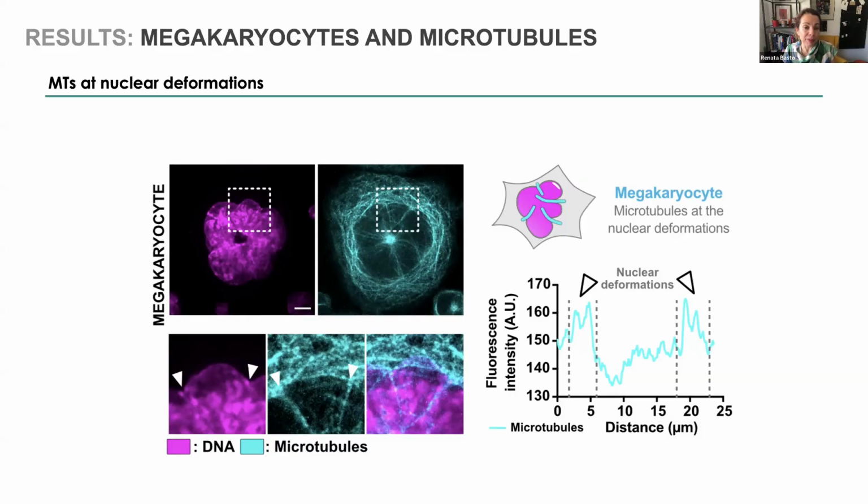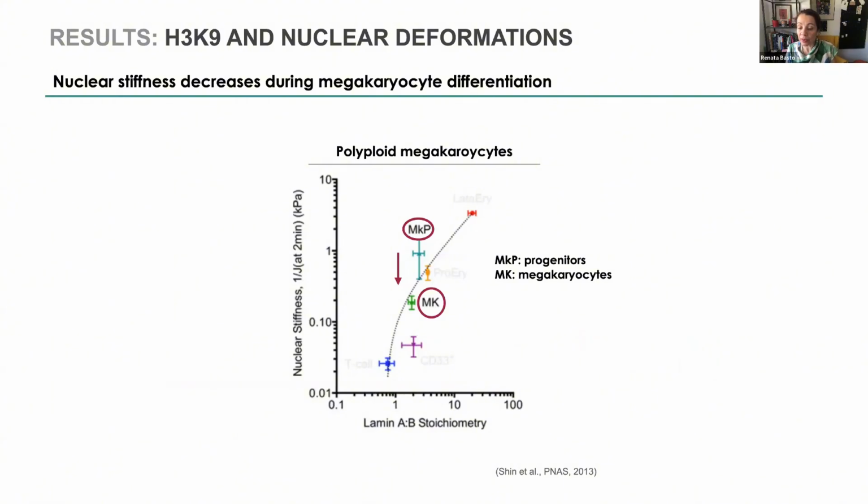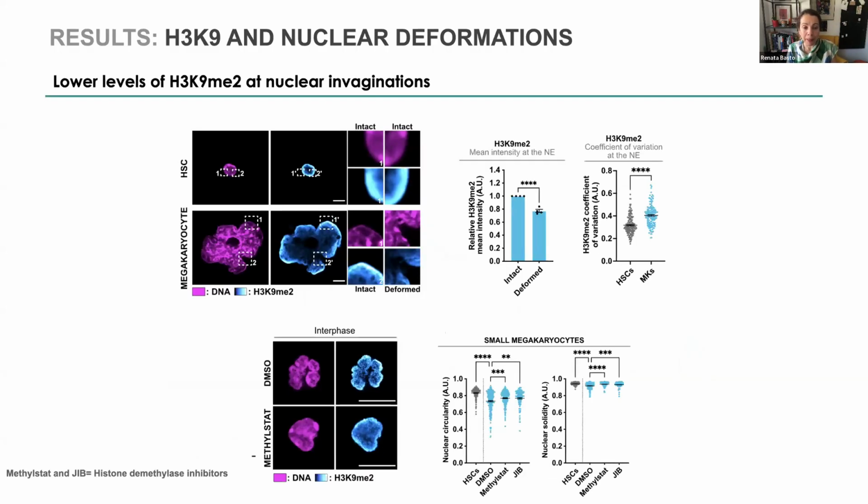Now, we were very lucky because in the literature we could already find that megakaryocytes have softer nuclei when compared to their progenitors. But more interesting, we were able to see differences in H3K9 dimethyl, also in regions of deformation, as you can see over here and in these quantifications. And importantly, if we inhibit histone demethylases, we now see that the nuclei of these small megakaryocytes, at least, are actually improved.